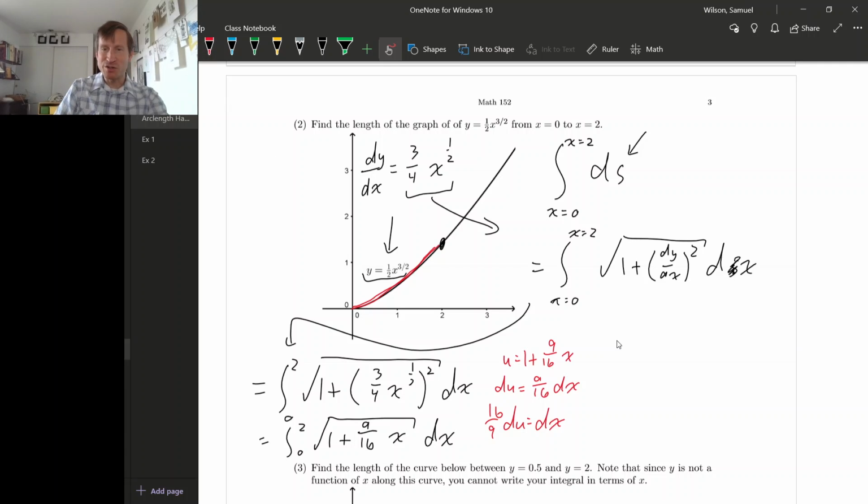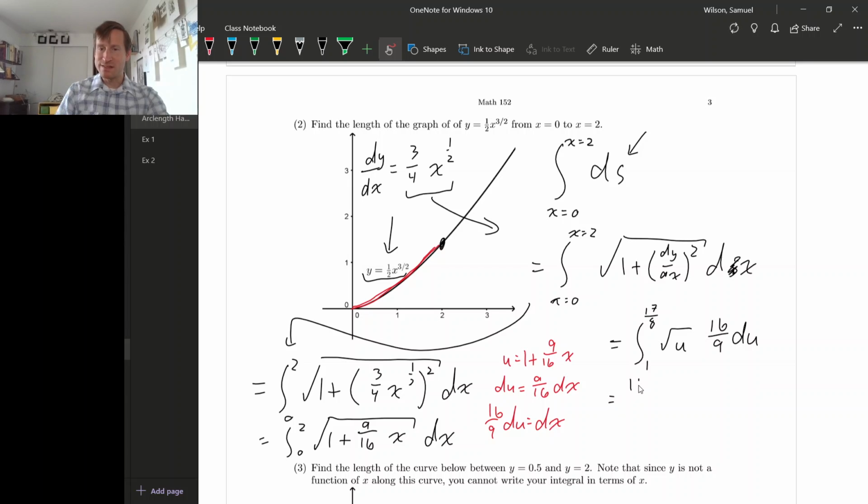So now we can rewrite our integral in terms of u's. While we're at it, let's switch the bounds. So when x is 0, u is 1. And when x is 2, u is 1 plus 18/16, I guess. So that's going to be 1 plus 9/8, so that's going to be 17/8. Okay, and the integrand now is just the square root of u, and dx turns into 16 over 9 du.